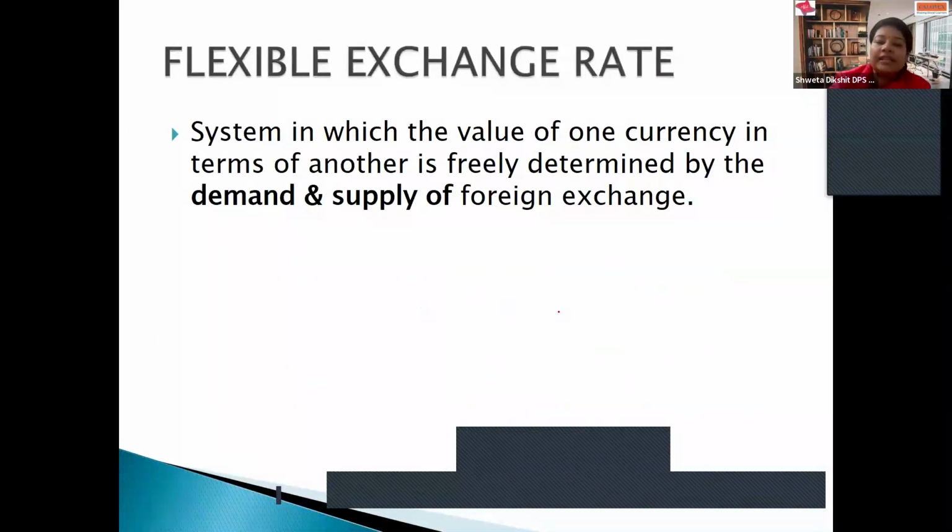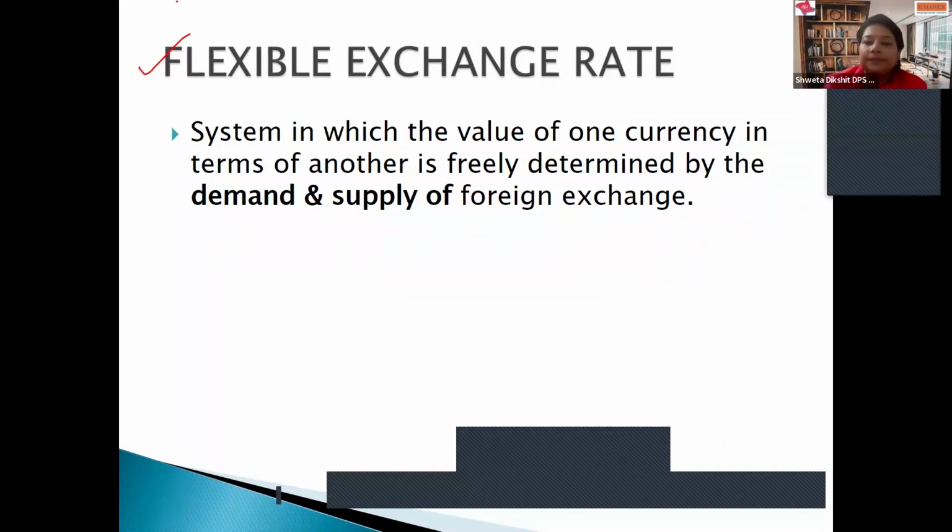Now comes the flexible exchange rate system. Children, this is very important, and this is the most current system. This is the system which every economy has adopted nowadays, because in the long run of the Bretton Woods system, the fixed exchange rate system against USD, the governments started feeling cheated because the USD was becoming stronger and stronger due to excessive demand in the world market. So they decided to go ahead with the flexible exchange rate.